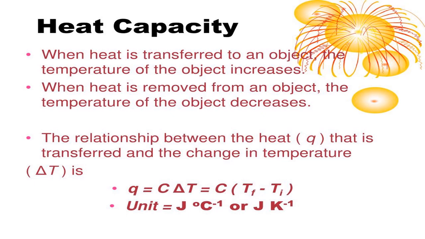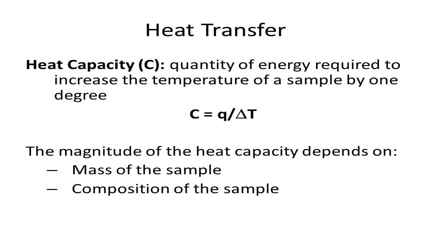Now, one more important piece of information regarding heat capacity. When heat is transferred to an object, the temperature of the object naturally increases. Similarly, when heat is removed from an object, the temperature of the object decreases. So the relationship between the heat that is transferred and the change in temperature is q equal to C into delta T. So what is the unit of C? It is joules per degree centigrade or joules per Kelvin.